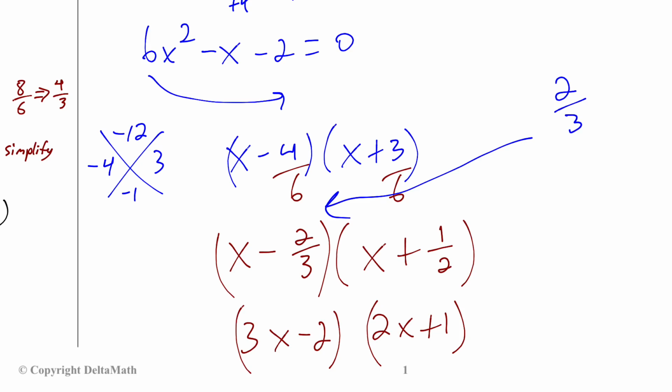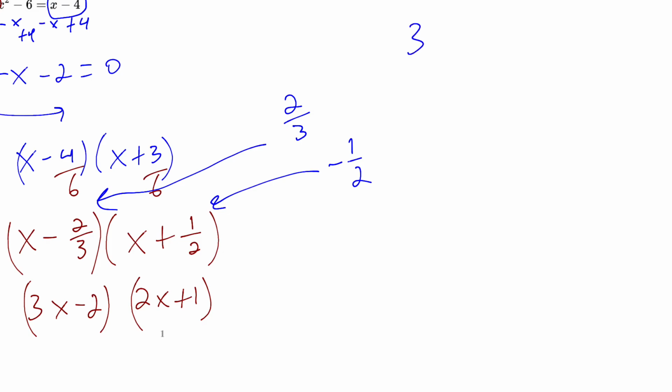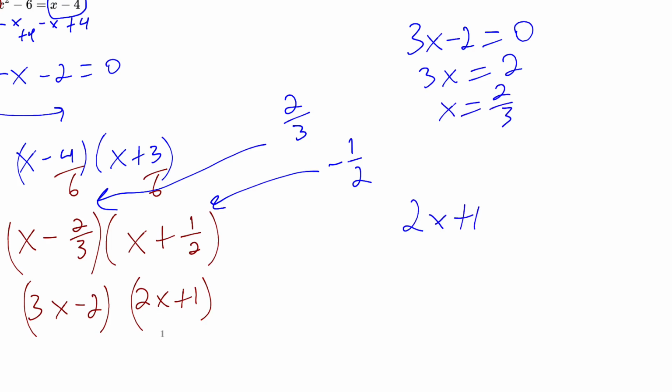2/3 is a 0. Negative 1/2 is a 0. They're just the opposites of these fractions. If you wanted to find them the long way, you certainly could do 3x minus 2 is equal to 0, 3x is 2, x is equal to 2/3. Or you could do 2x plus 1 is equal to 0, and you eventually end up with these same answers.